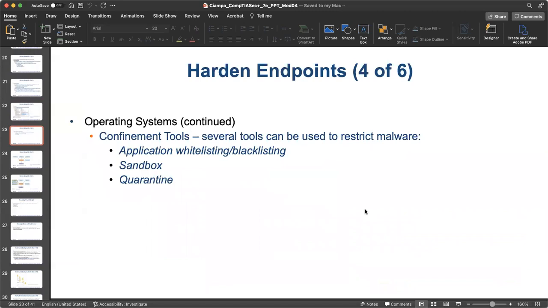Any kind of confinement tool is recommended to restrict your malware. Any malware on the system should be sandboxed. Using application whitelisting, you want to block those. And nothing in your computer should be able to move easily, right? Everything should be controlled before it actually moves from point to point in your computer, or from application to application in your computer.